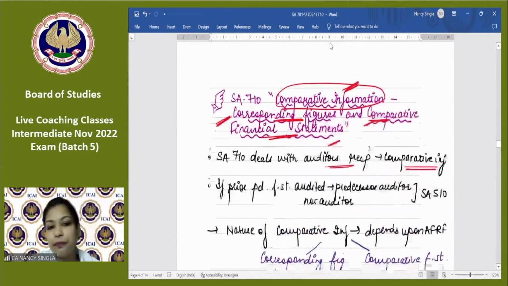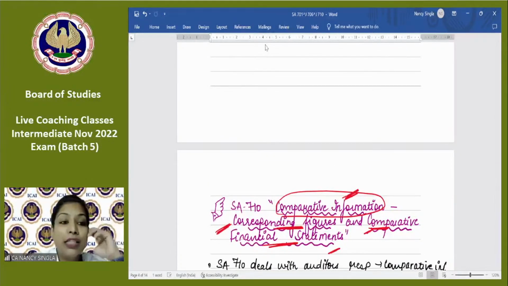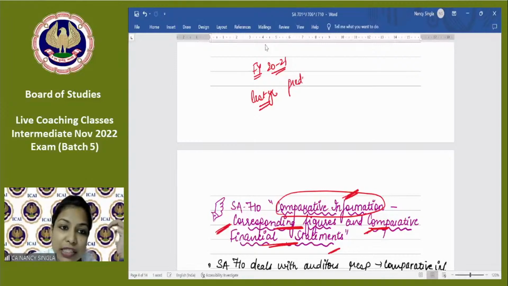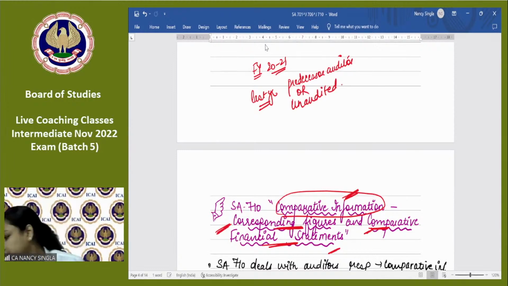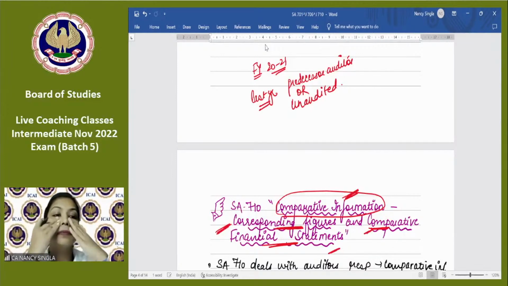ठीक है? Now students, quickly tell me, अब मेरे को लगता है आपने answers वैसे देख लिए हैं. Suppose I'm conducting the audit for the financial year 2021, and last year the audit was conducted by a predecessor auditor. ठीक है? Or let's say there can be a situation where the last year financial statements were unaudited. Tell me which SA comes to your mind. Quickly send in your replies. If the last year financial statements were audited by a predecessor auditor, that is not by this year's auditor, or they were unaudited, which SA, the responsibility of the auditor as per which SA?